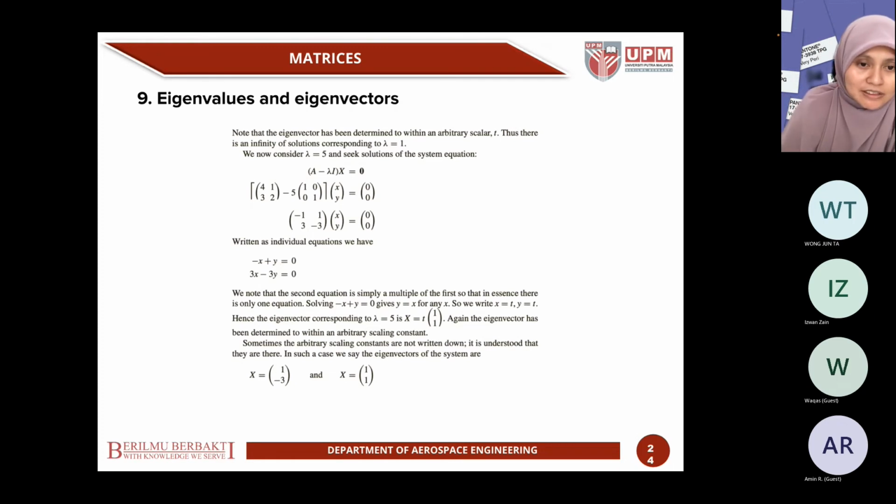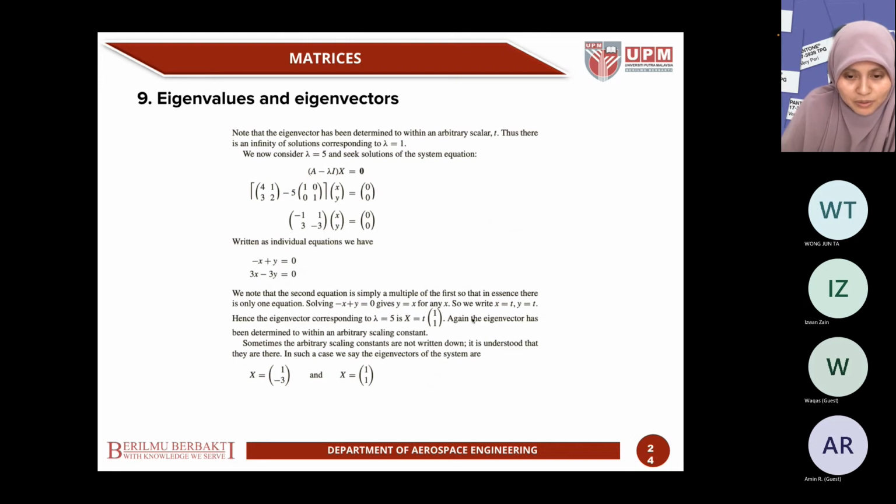So the same method, A minus lambda I, x, etc. You solve the individual equations and get these two linear equations. But both of these equations are the same. Basically, if you multiply the first equation by 3, you get the second equation. So it's actually only one equation.